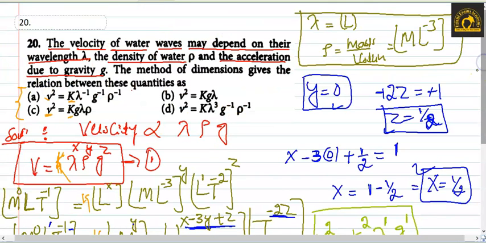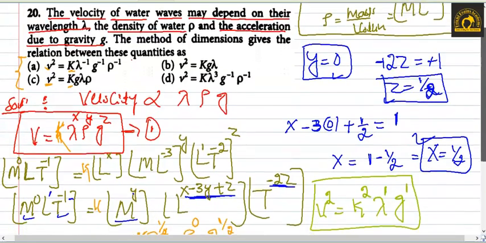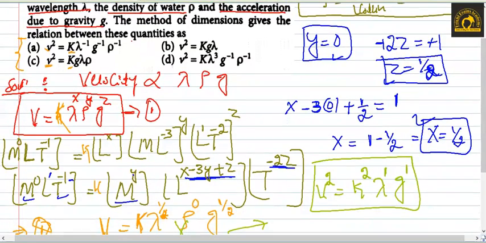So let's see which option is correct for this one. That is K square, where K is a proportionality constant. So it is K lambda G. Option B is the correct answer. Option B is the right answer for this problem.